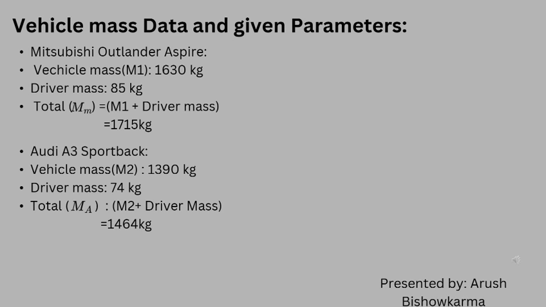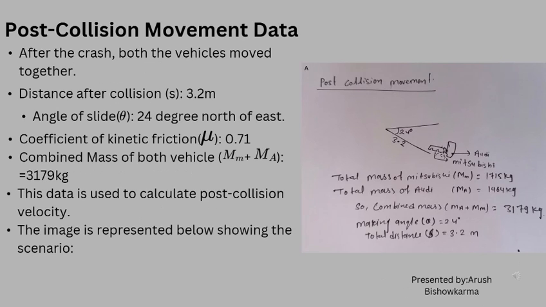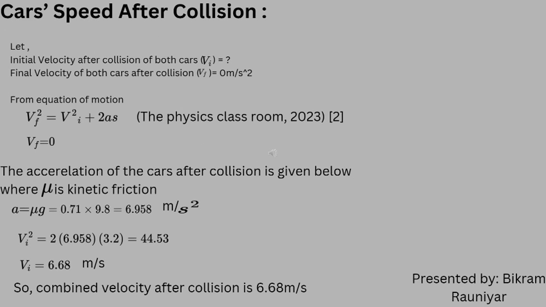After impact, both cars were stuck together and slid 3.2 meters before coming to rest. We used this distance to find the post-collision velocity, which tells us how fast both cars were moving right after impact. Hello, this is Vikram. I am going to cover the remaining parts. My friend already covered the previous part, so now I find the car's speed after collision.